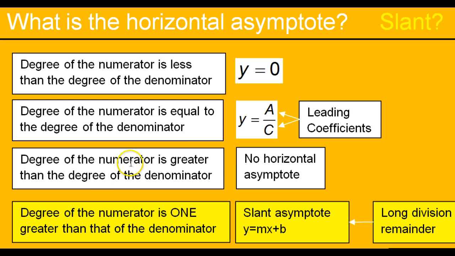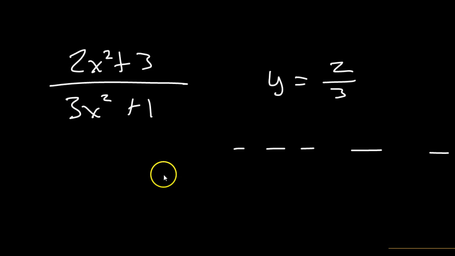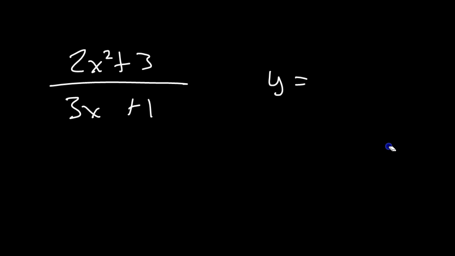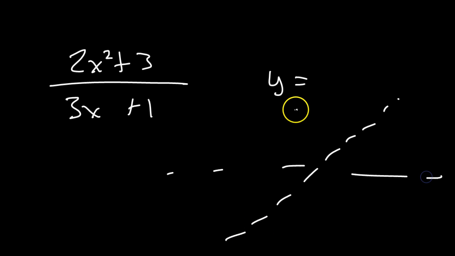Now, what if the degree of the numerator is greater than the degree of the denominator? So in other words, what if this was x squared up here and x down here? Well, in this case, there is no horizontal asymptote. However, there might be a slant asymptote. It won't be horizontal, but there might be a slant asymptote.